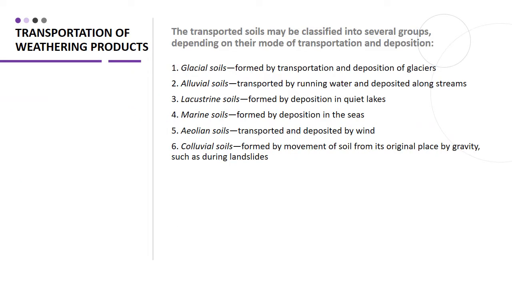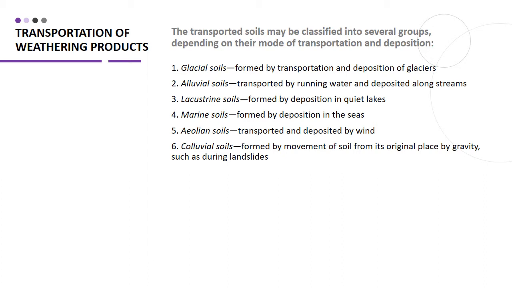So the transported soils may be classified into several groups depending on their mode of transportation and deposition. So we have the glacial soils. They are formed by transportation and deposition of glaciers. Alluvial soils are transported by running water and deposited along streams. Lacustrine soils are formed by deposition in quiet lakes.